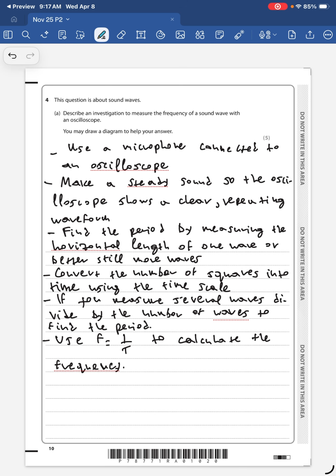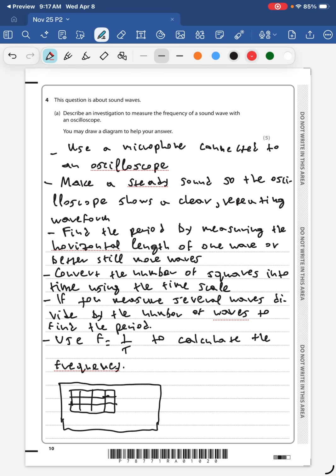Okay, and we didn't use any diagram, but if you did, you can show an oscilloscope. It looks like this. There's a screen like this with squares that allow you to measure. Let's use a different color. So maybe there is a waveform like that. So you can measure the amplitude here, and you can measure the time in this scale.